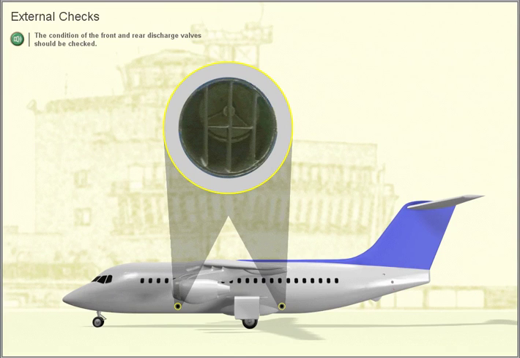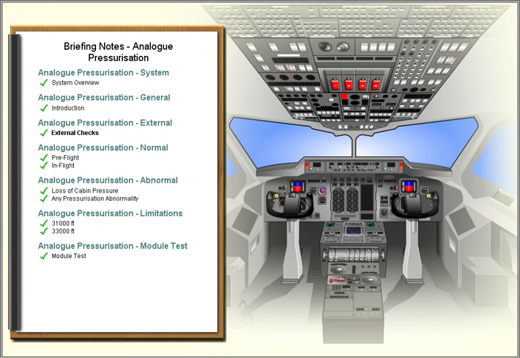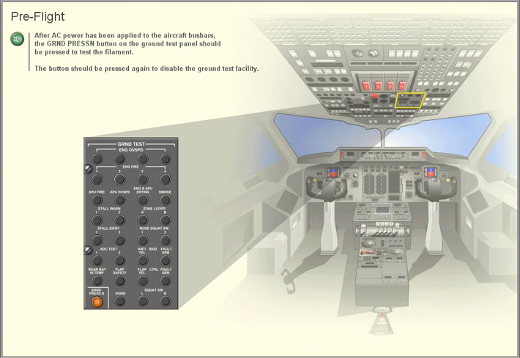External checks. The condition of the front and rear discharge valves should be checked. Pre-flight. After AC power has been applied to the aircraft buzz bars, the ground pressurization button on the ground test panel should be pressed to test the filament. The button should be pressed again to disable the ground test facility.